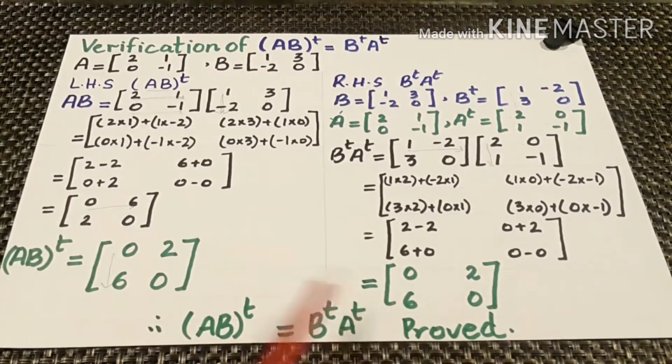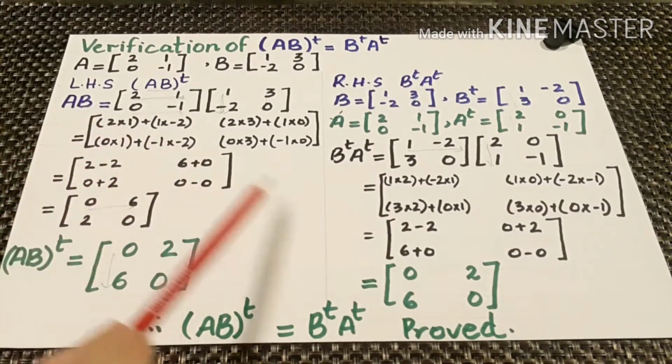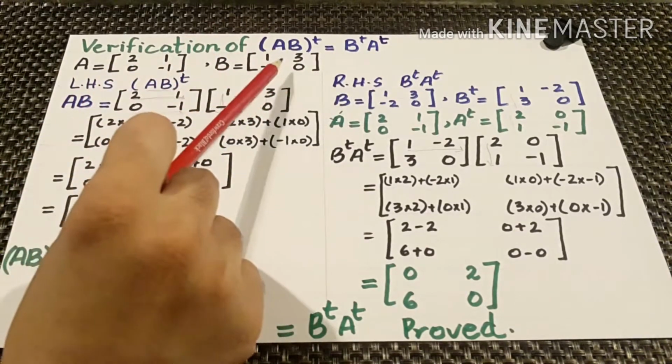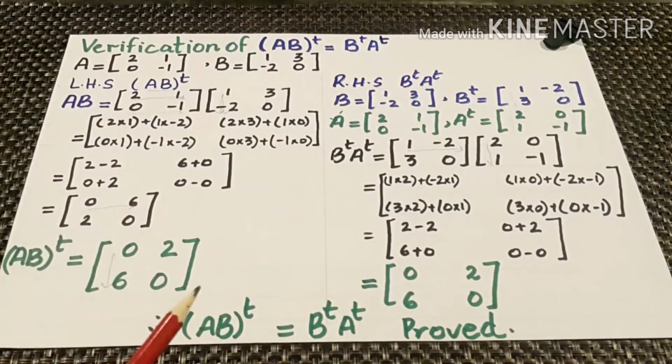Now you can see that both the matrices are same. This means AB whole transpose is equal to B transpose A transpose. We have proved it by doing these whole calculations. We have verified this property of transpose. Hope you have understood this.